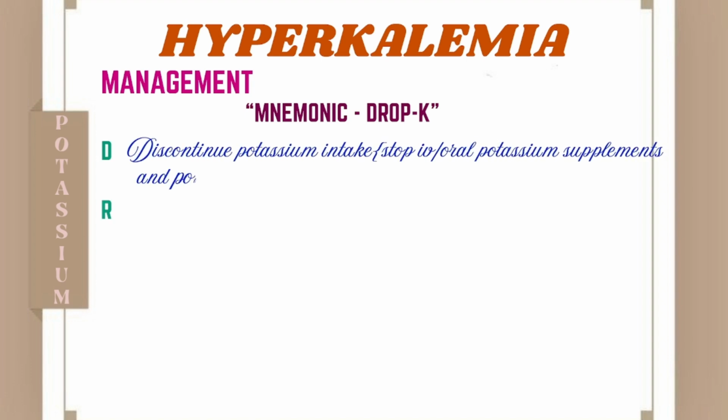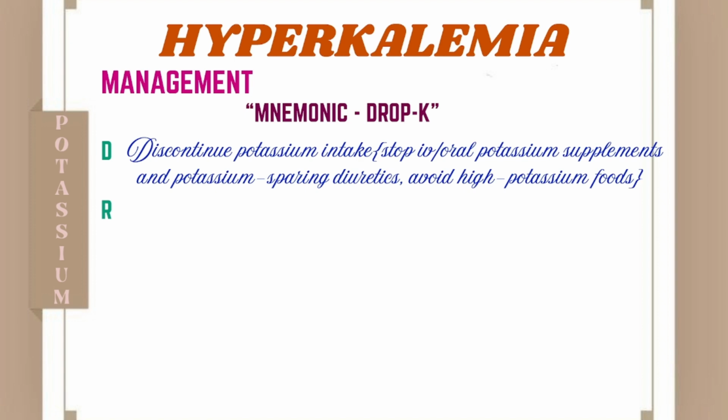D, discontinue potassium intake, stop IV or oral potassium supplements and potassium sparing diuretics, or avoid high potassium foods. We have to discontinue, decrease the potassium intake. If the person is taking oral potassium supplements, we have to stop that. We have to stop the IV potassium infusion, potassium sparing diuretics we have to stop, and avoid high potassium foods.